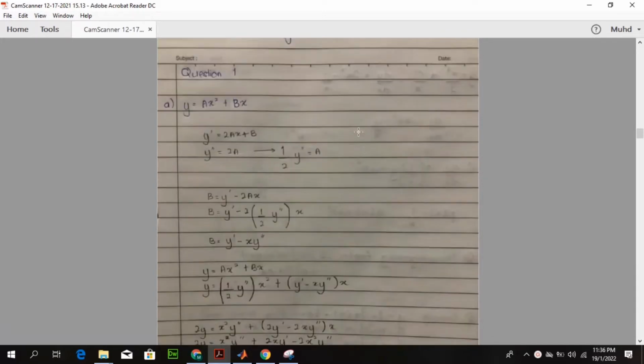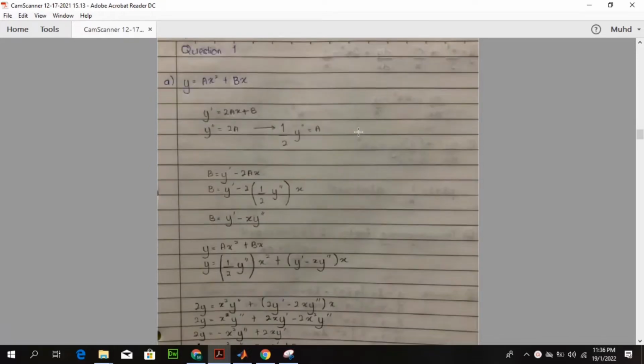Okay, for the A question, y equal ax square plus bx. The first step is y prime equal to 2ax plus b. And then we get y double prime equal to 2a, and then we can simplify it, 1 over 2 y double prime equal to a.